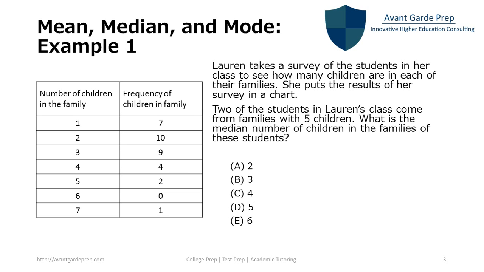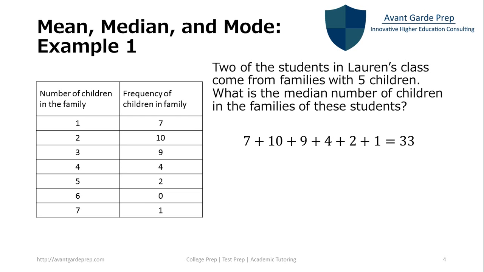Now, if we look at the chart, we can see that on the left-hand column, we have the number of children in the family. So we have the option between 1 and 7. And in the right column, we have frequency of children in the family. And here, this is just how many students actually have that number of children in their families. So here they want to find what the actual median number of children in Lauren's surveyed students is. So to begin, we need to look at how many total students were surveyed. So we can add up all the frequencies to get the total number of students that were surveyed.